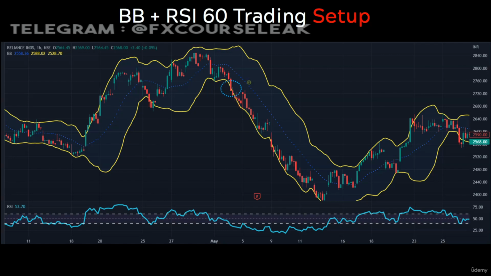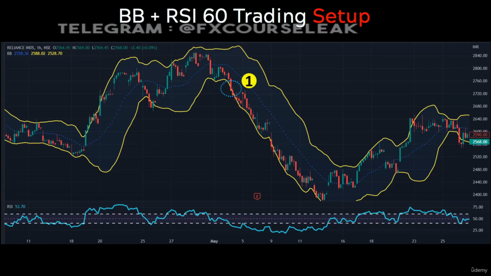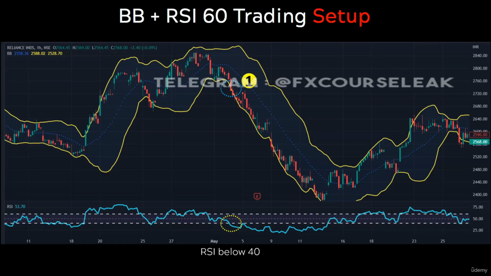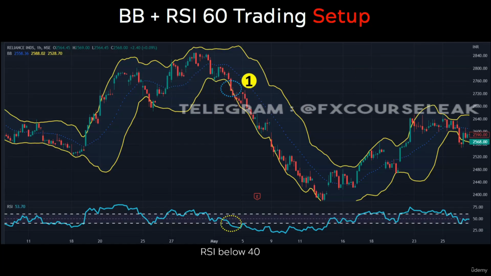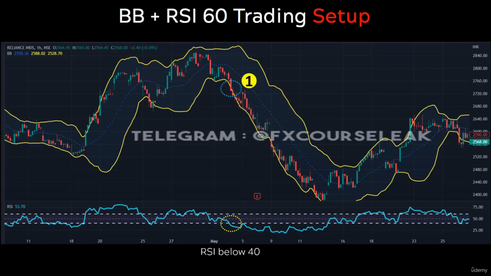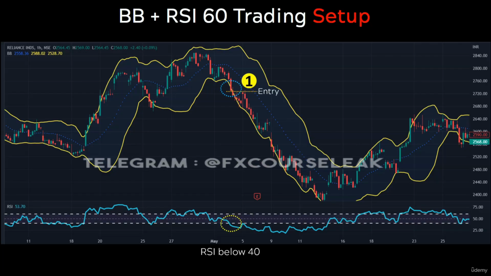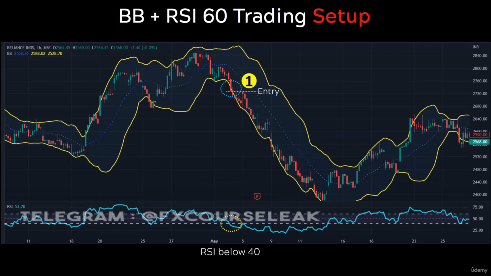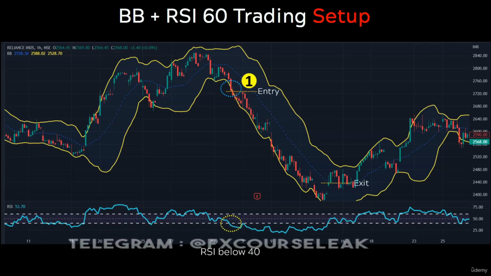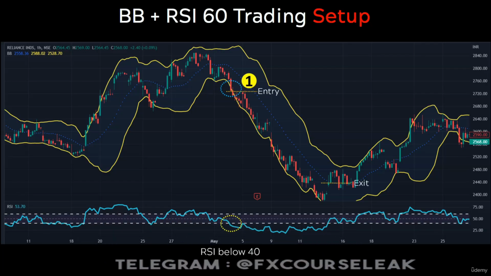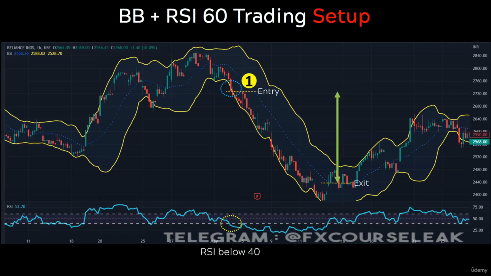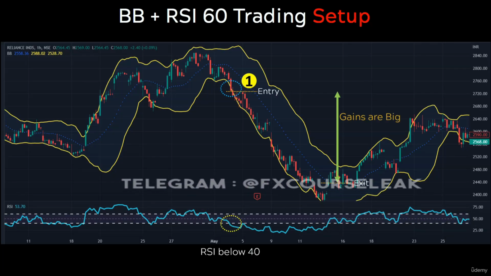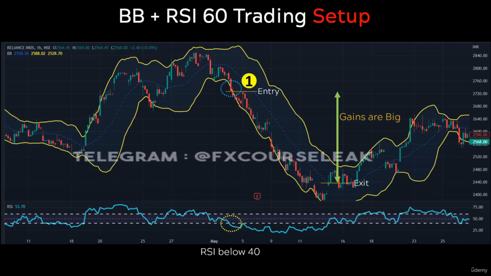So just look at this hourly chart of Reliance. Notice the region denoted by 1. As you can see, RSI is below 40 here and this long red candle gave a close below the lower band. So this gives us a go ahead for the trade and we will enter at this next candle. And you can see we ride this trend up to here where we have to exit since price hits this mid-moving average line. You can see it was a good profitable trade.